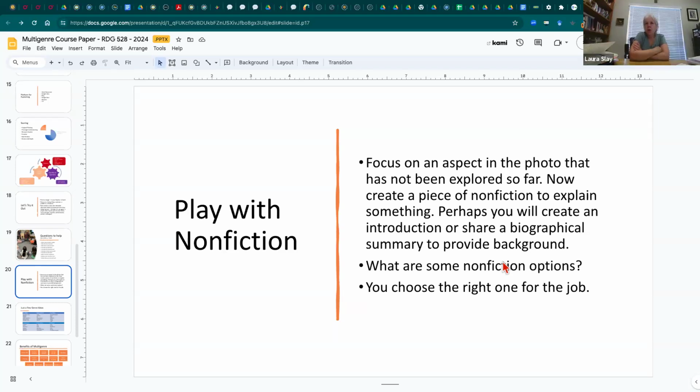Anybody have any thoughts on how she might expand that or transform any of that into another genre? Or add to it? She could probably make that into like a poem. Okay. Sure. Other thoughts?